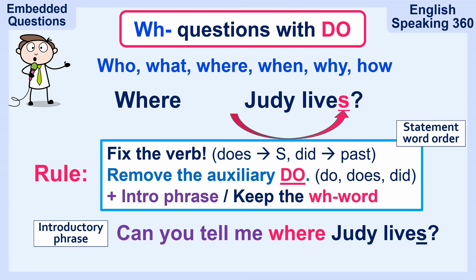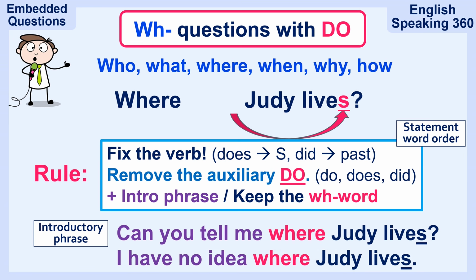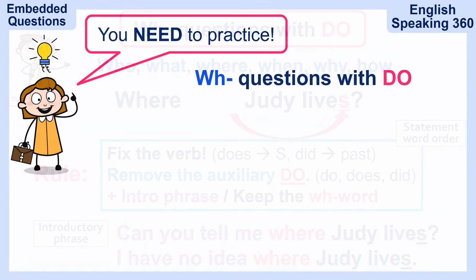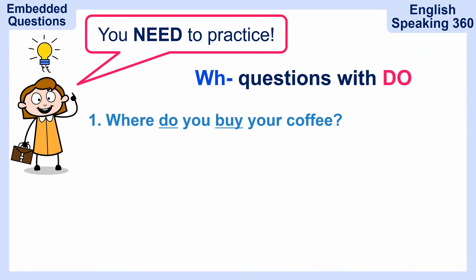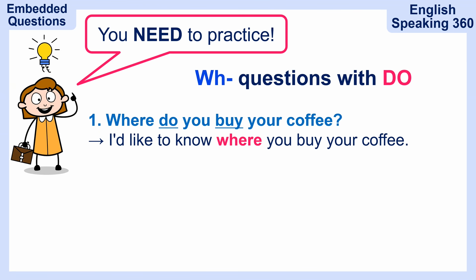If you want to answer that question, you could say, I have no idea where Judy lives. And that is a regular sentence. You need to practice. Question 1. Where do you buy your coffee? I'd like to know. I'd like to know where you buy your coffee. In this case, buy doesn't change because it was the auxiliary do.